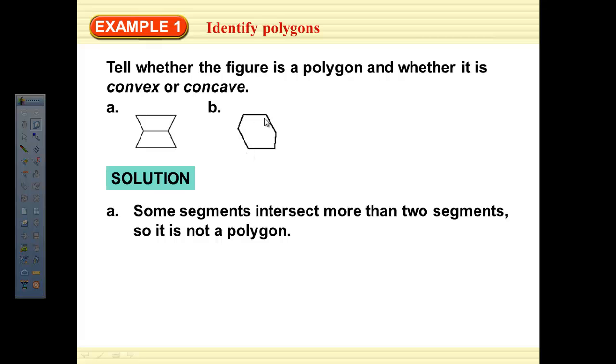Now, whether it's convex or concave, I remember that concave has little dips in it, or caves. Convex does not have any caves in it. Since there are no cuts or dips in it, this is a convex polygon.